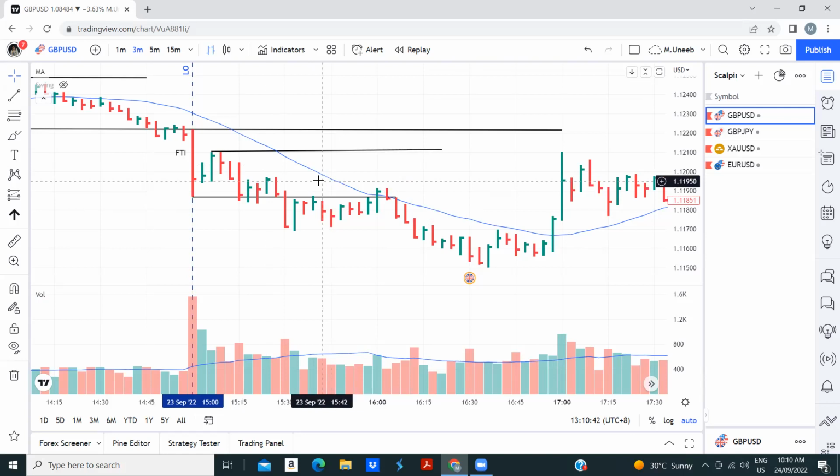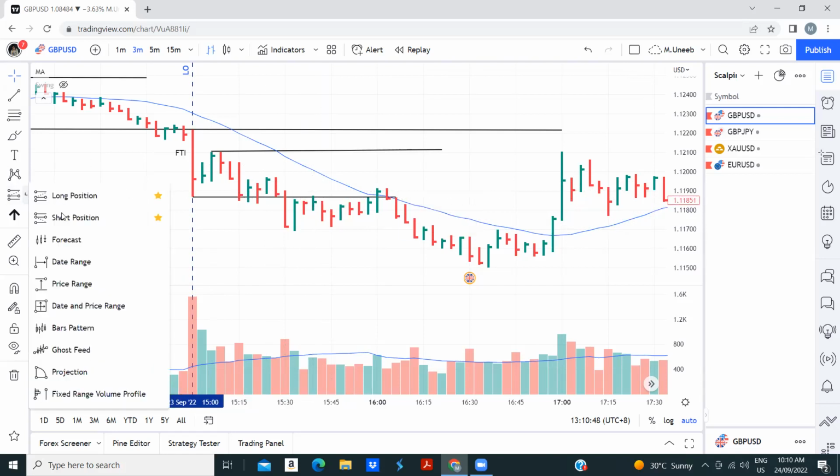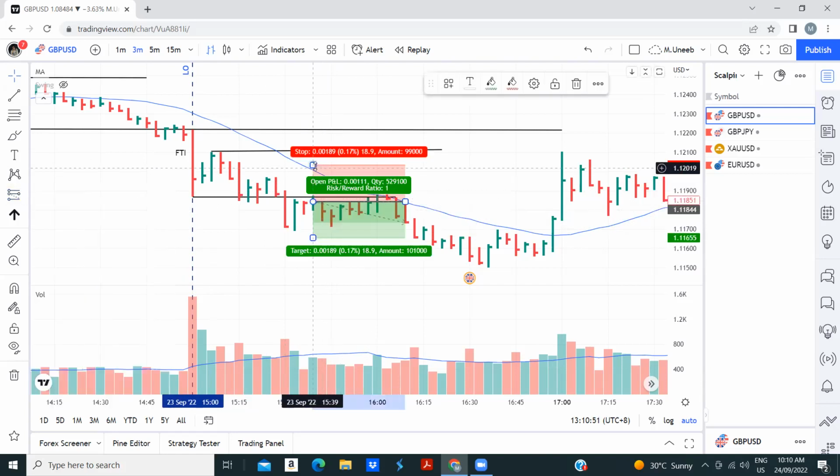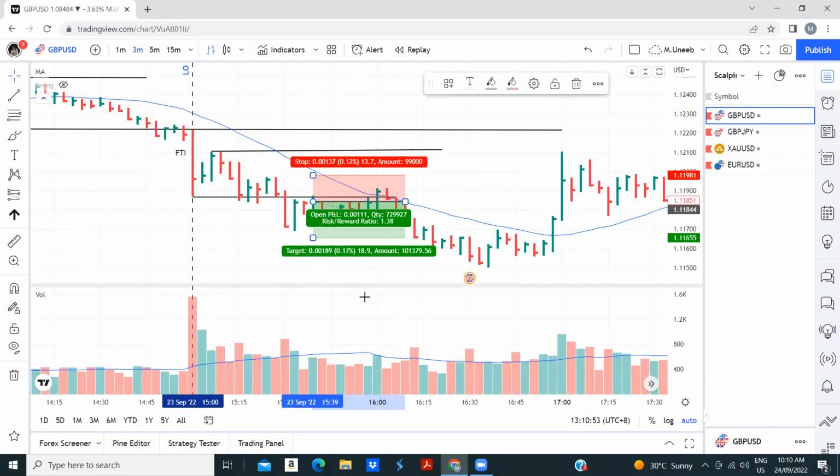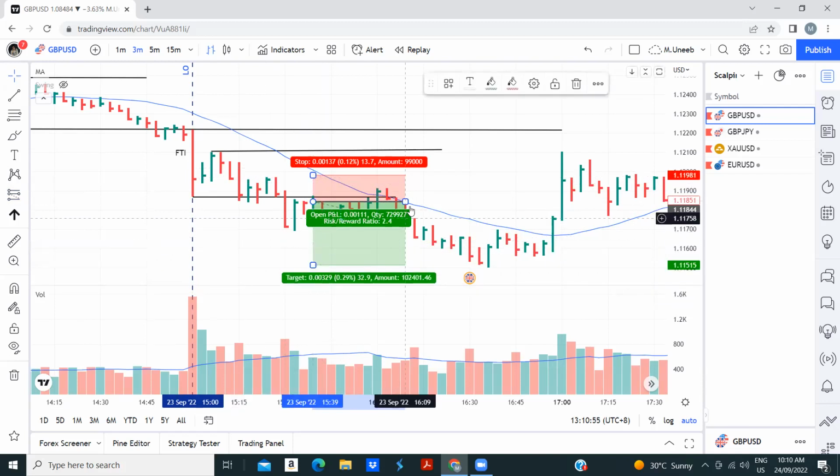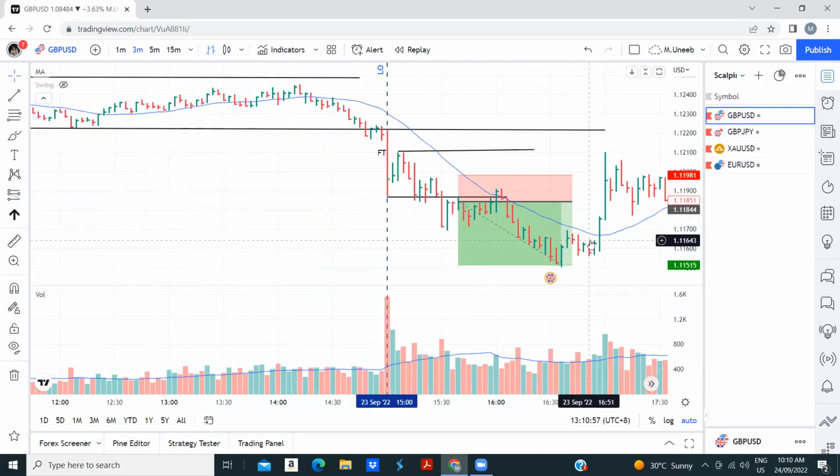After it broke through the FTI, then after that, once it rallied back. Yeah, this one, right? This one is an ideal point to take an entry here. If you take this entry and place a stop loss right above this last high, and then you just go for 2R.